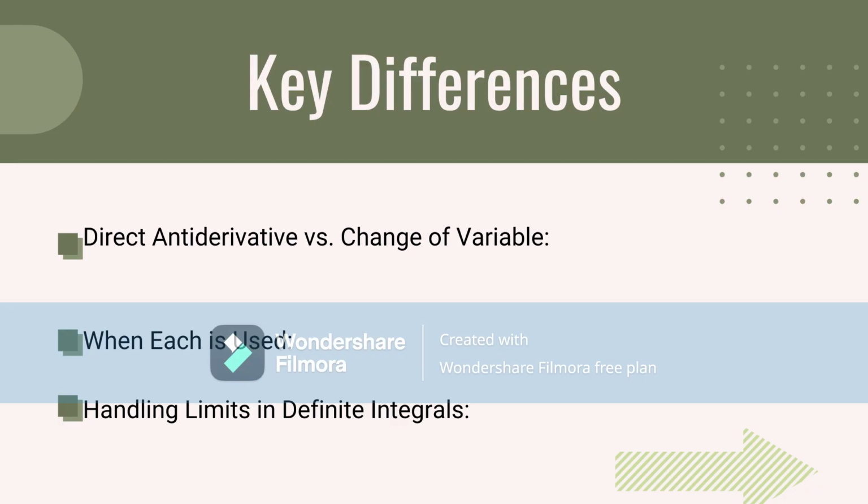Next is when each is used. The FTC method, I like to call it FTC because it's shorter and faster than saying the fundamental theorem of calculus, is straightforward when the antiderivative is recognizable or easily obtainable. Substitution is useful for composite functions where the integrand includes a function and its derivative. This substitution transforms the integral into a simpler form.